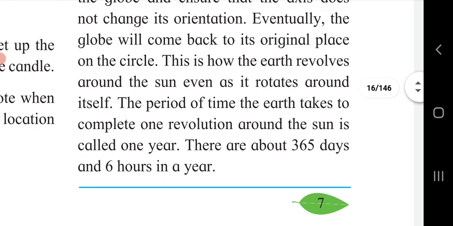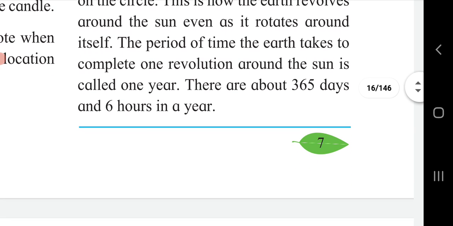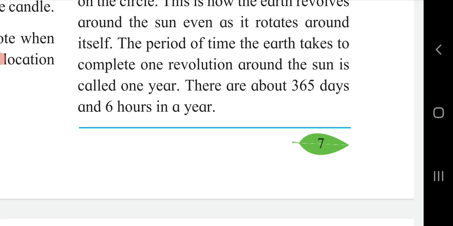This is how the earth revolves around the sun even as it rotates around itself. The period of time the earth takes to complete one revolution around the sun is called 1 year. There are about 365 days and 6 hours in a year. Yes, we know this concept. The time period which the earth takes to complete one revolution around the sun is called a year. 365 days and 6 hours makes 1 year.